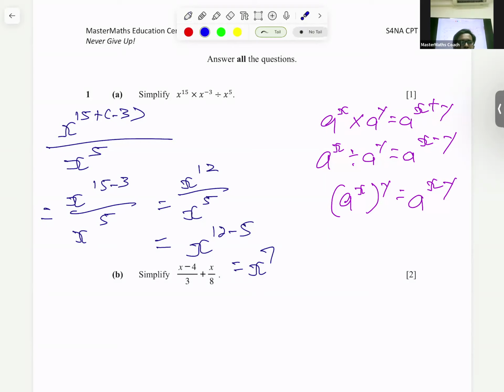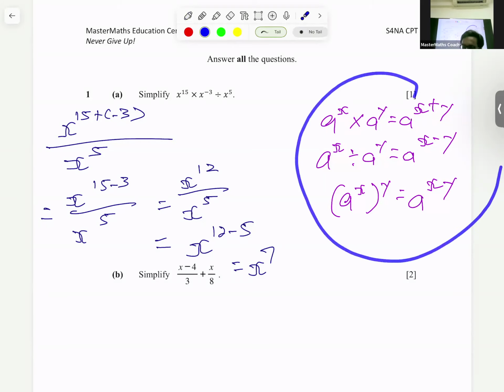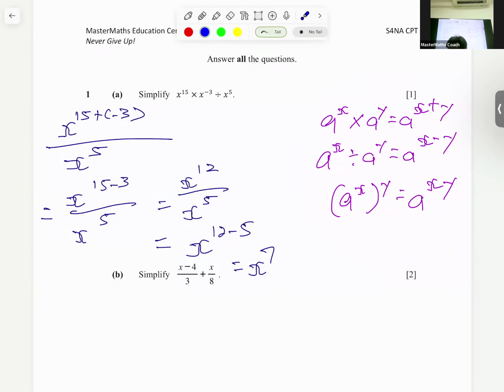Okay, guys, I was just telling the students, can you please take this down? These are the rules of indices that you need to know very, very well.